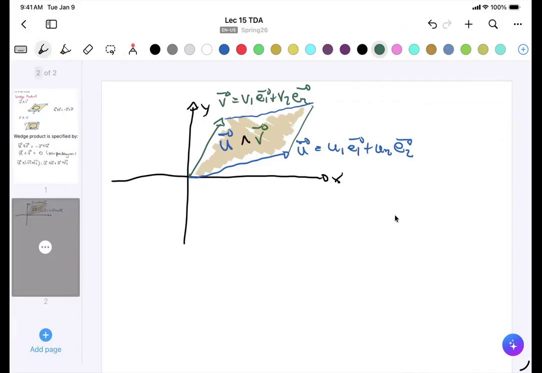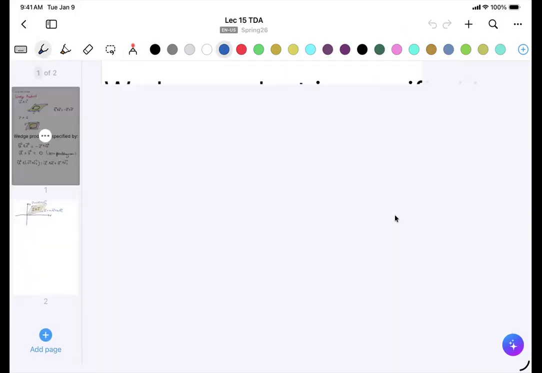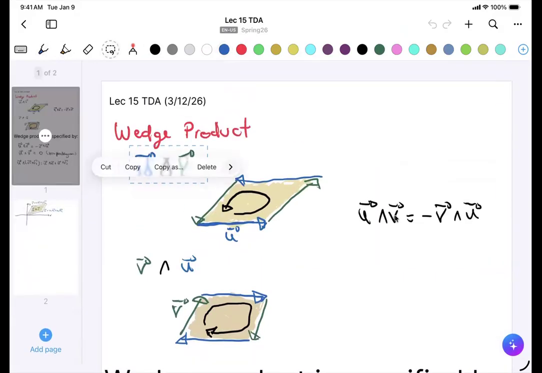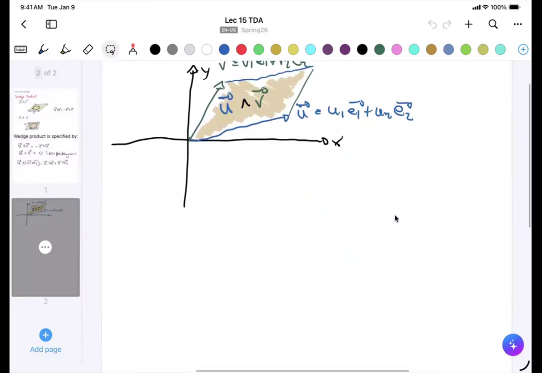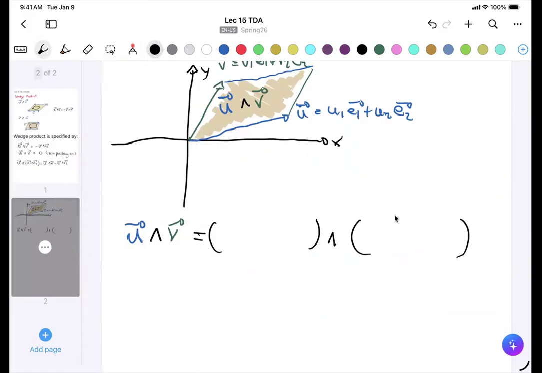But let me find an expression for this, which is a little bit more interesting. So the idea is that you rewrite each vector in terms of the vectors i and j, right?